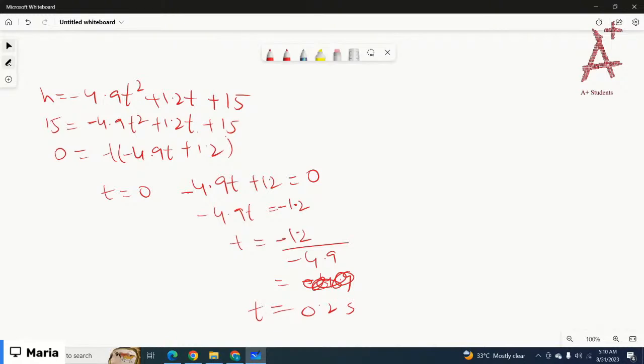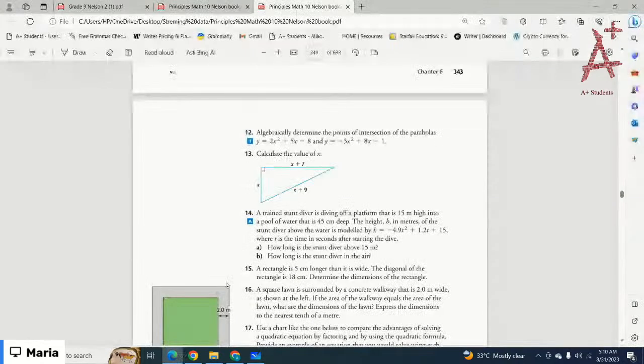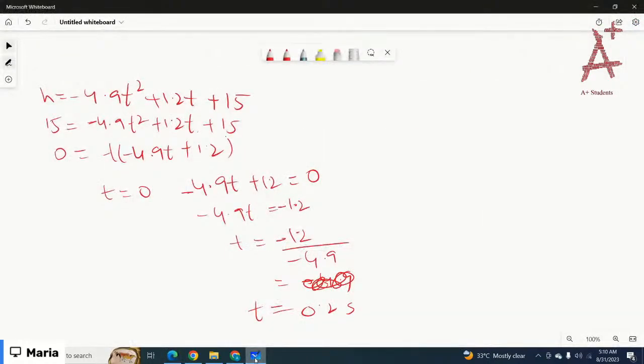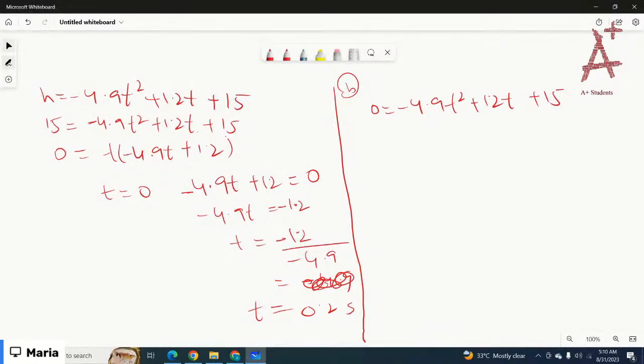Okay, let's see what you have to do with point B. Point B is how long is the stunt diver in the air? You have to calculate the time in the air, right? Okay, so the same equation, you have to substitute h equals 0 for the B part, right? It would be 0 equals negative 4.9 t square plus 1.2 t plus 15, right? So just apply the quadratic formula and solve it for t, right?